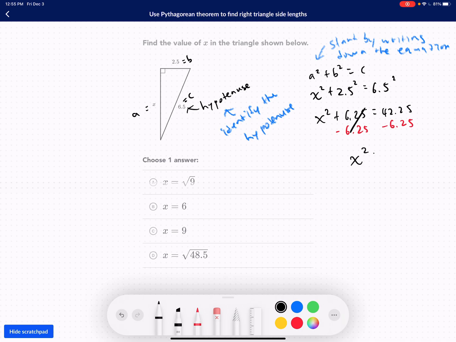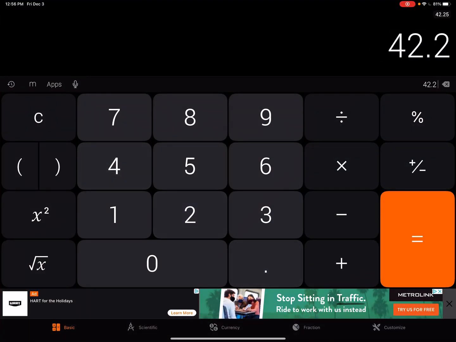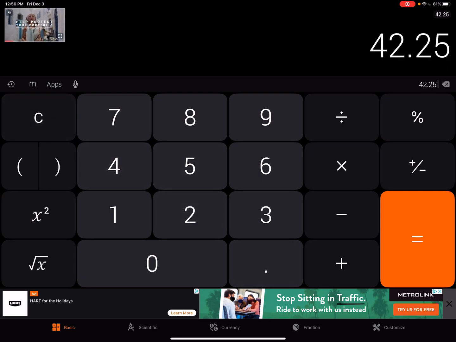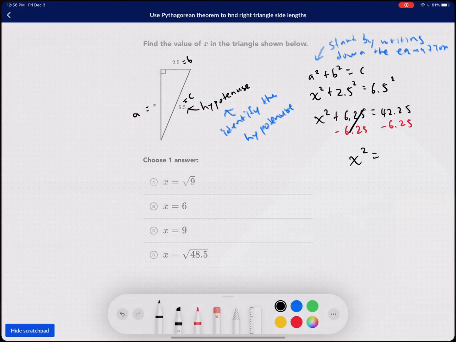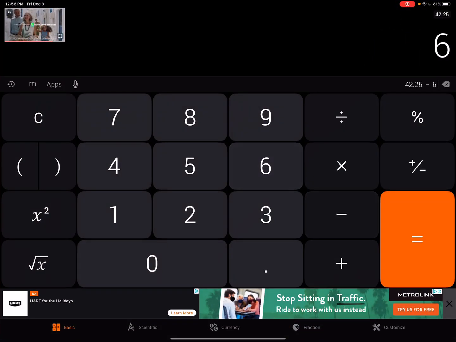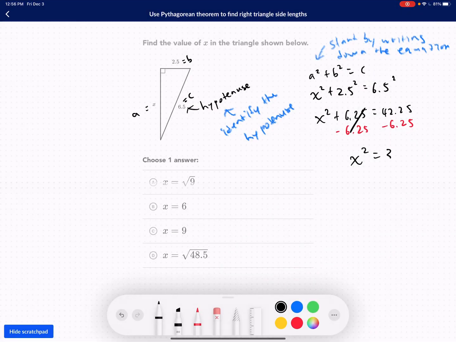We got x squared is equal to 42.25 minus 6.25. Okay, all right, we got 36. And then we take the square root on both sides. Square root, we got x is equal to 6. So my answer is x is equal to 6.